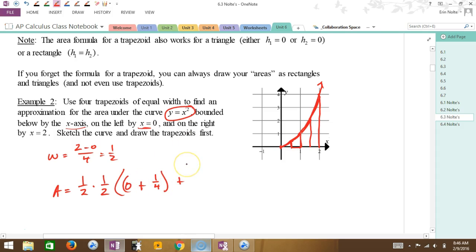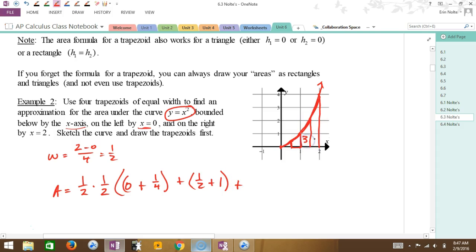Okay, now if I look at trapezoid 2, what are my 2 heights? So now I'm going between 1/2 and 1. So what's the height at 1/2? 1/4. And what's the height at 1? 1. Good. Okay, so now moving to the third one.